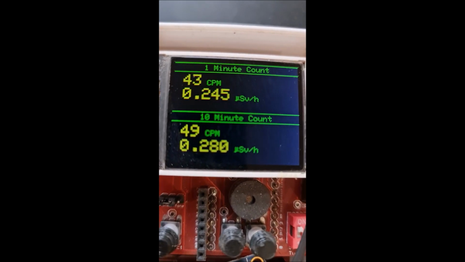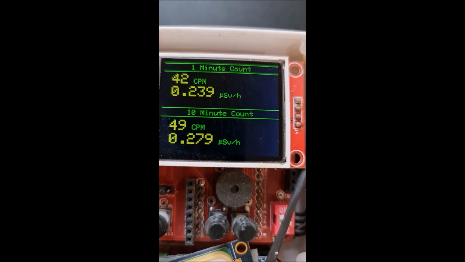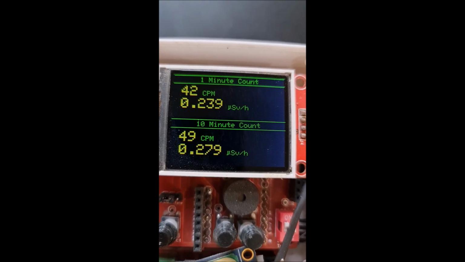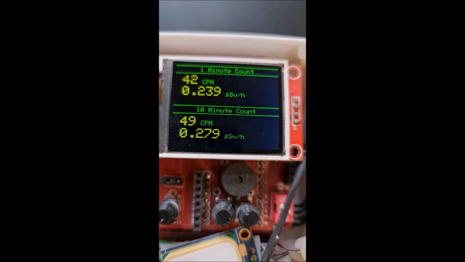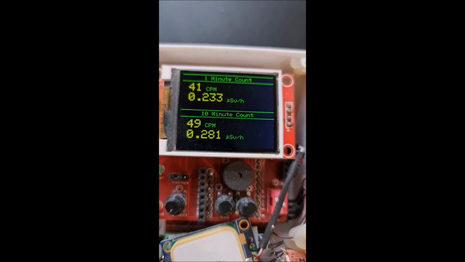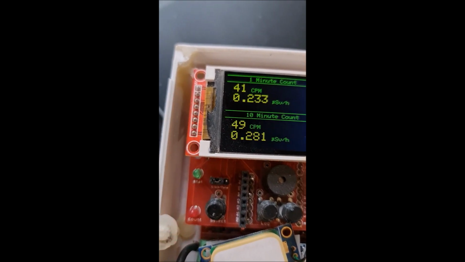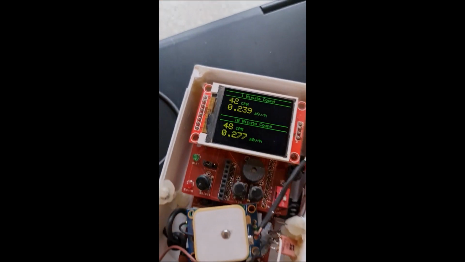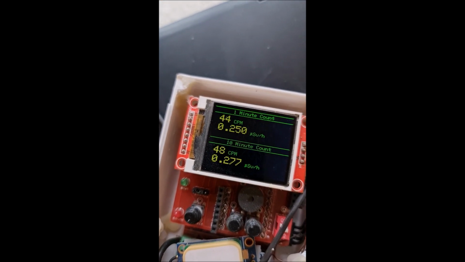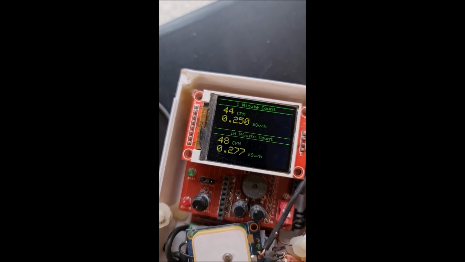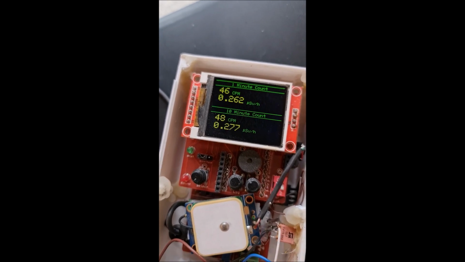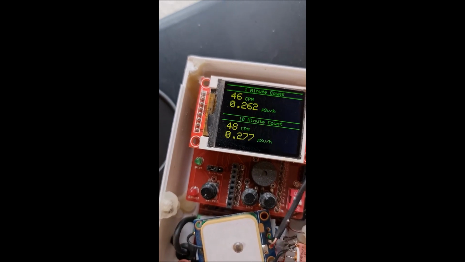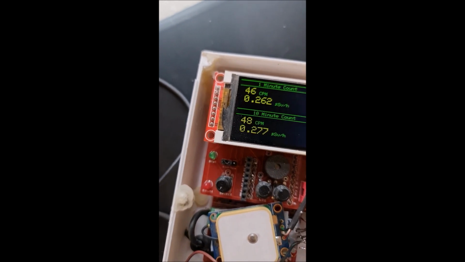Okay, so 10 minutes later, and as you can see, there really isn't a great deal of difference. I'm now in my kitchen, just where the green tub is. So yeah, 48 counts a minute. So again, let's just round it up. We'll say 50 counts a minute.